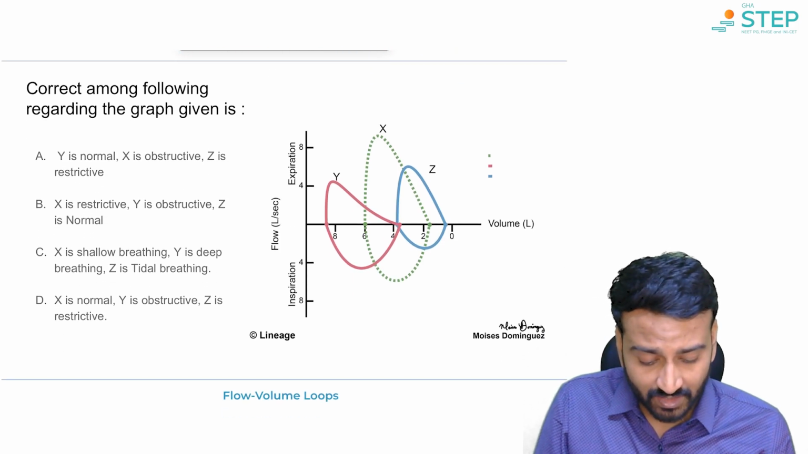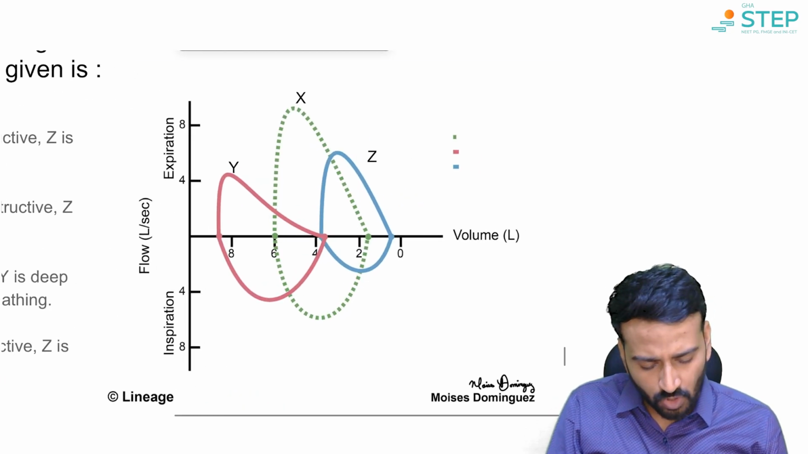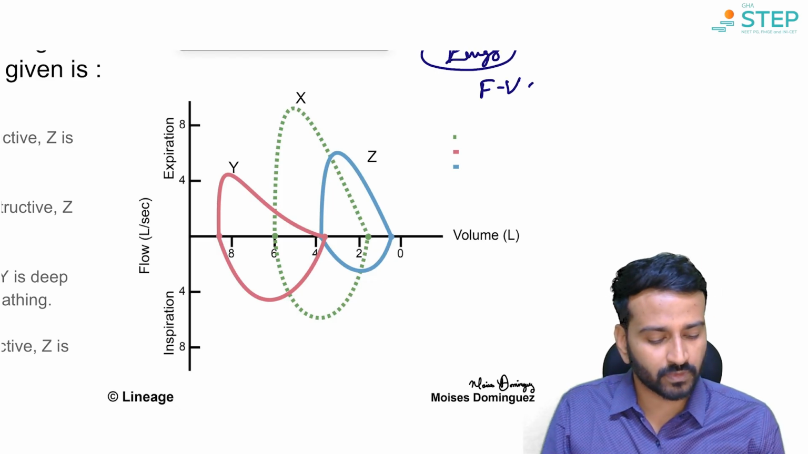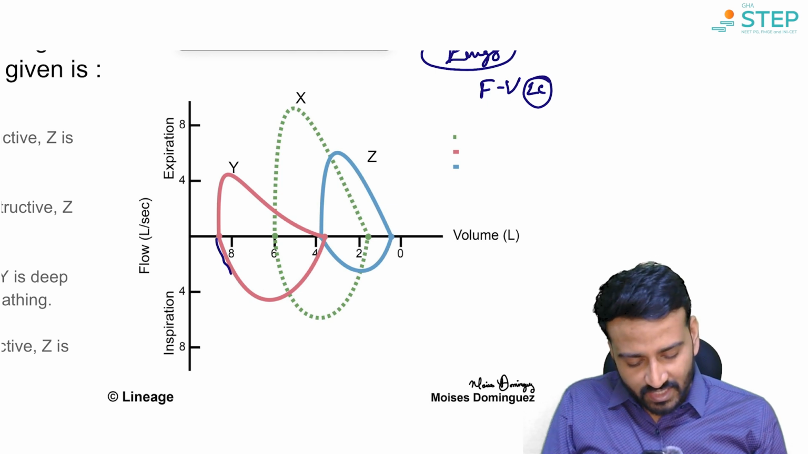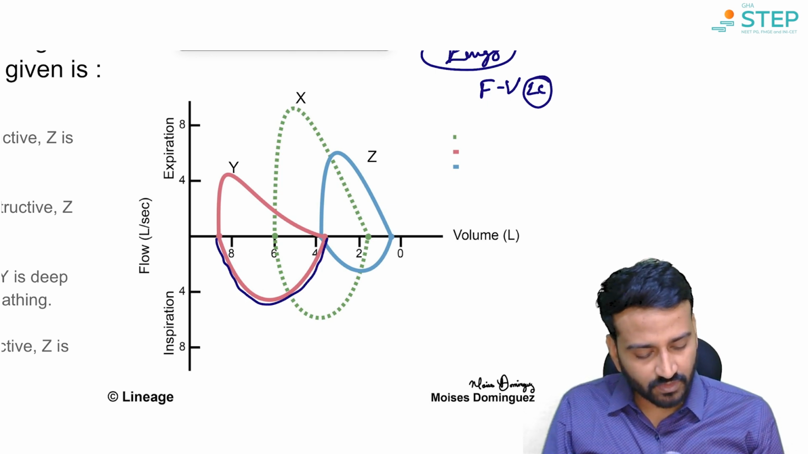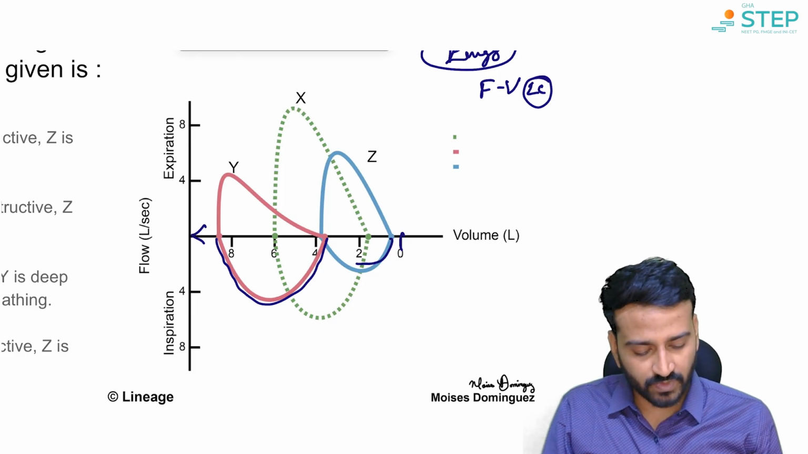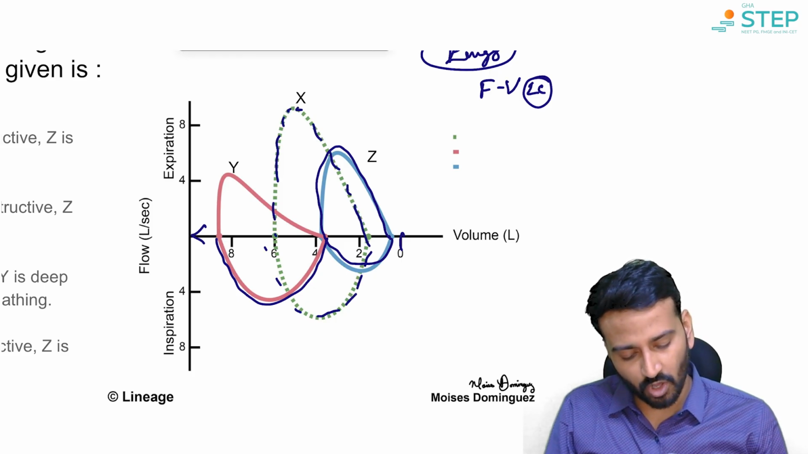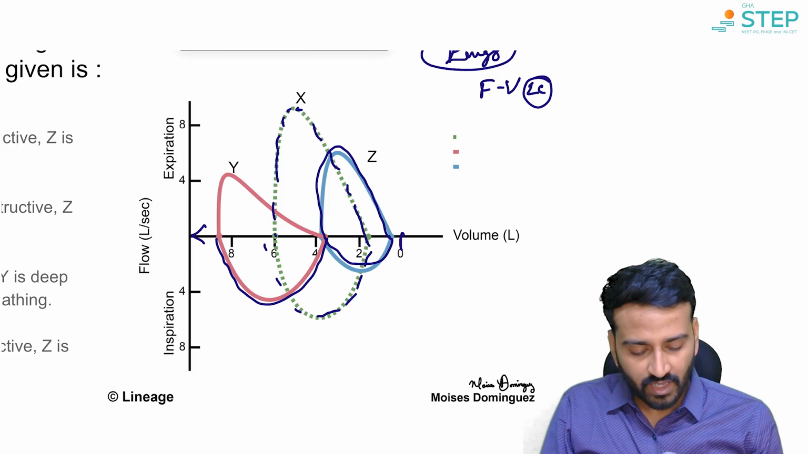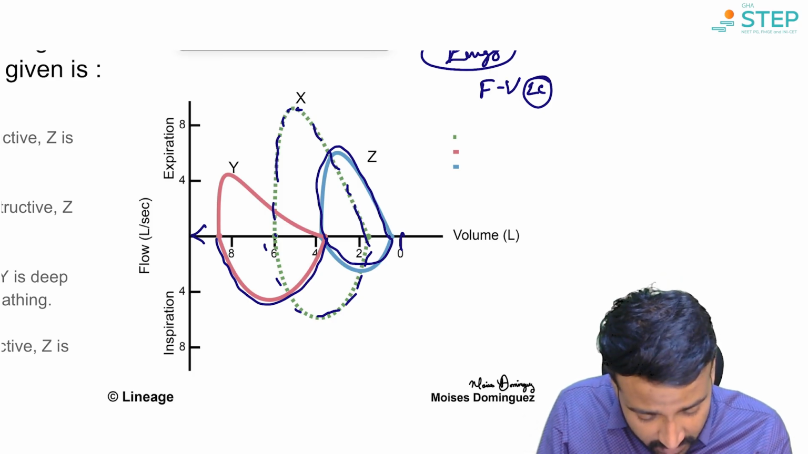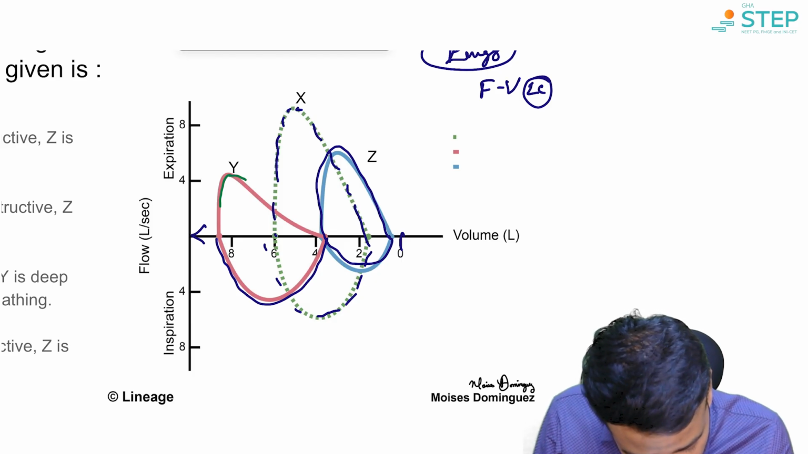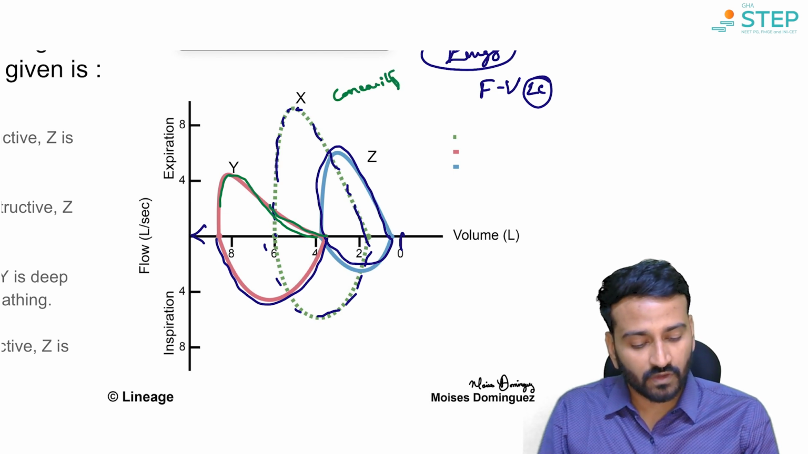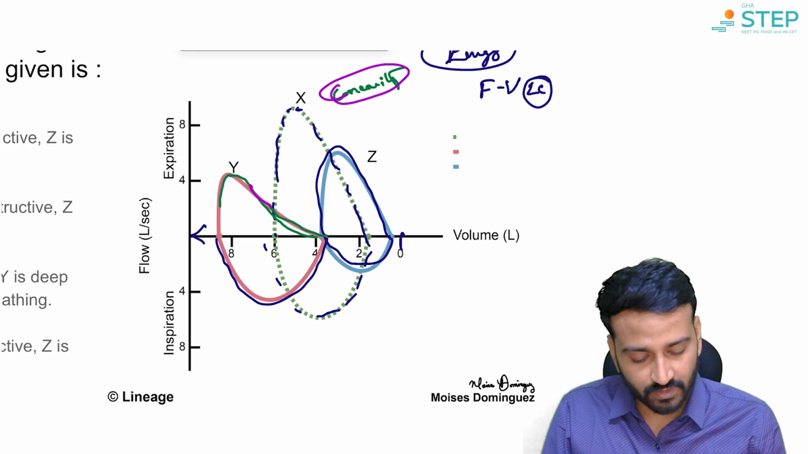Correct among the following regarding the graph given is, let us identify. This is a flow volume loop curve of the lungs. Beneath the graph, this is the inspiratory curve. It starts from 0 here and moves towards the center. It is the inspiratory curve and this is the expiratory curve. The X is normal. Whereas in Z and Y, you can see in Y that there is a short scalloping, a transient scalloping or concavity.